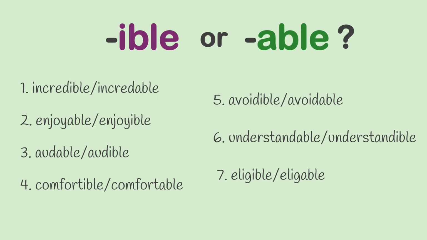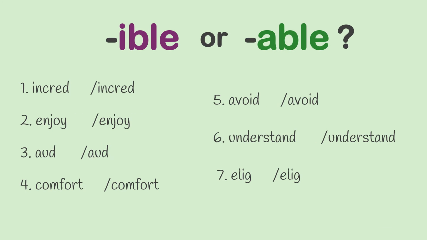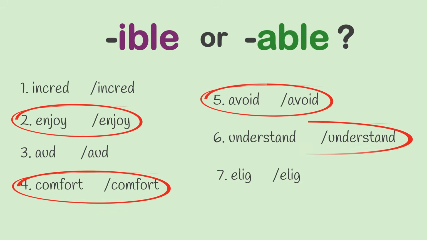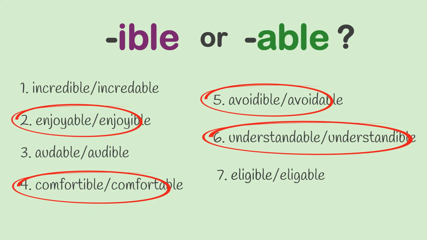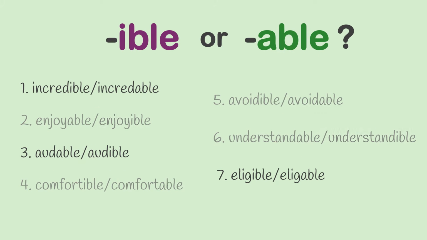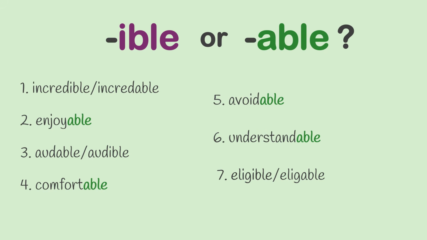Let's go through them. Here I've removed the suffix of each. We can see that these are complete words on their own. That means these words will use the suffix able. These other words will use the suffix ible.